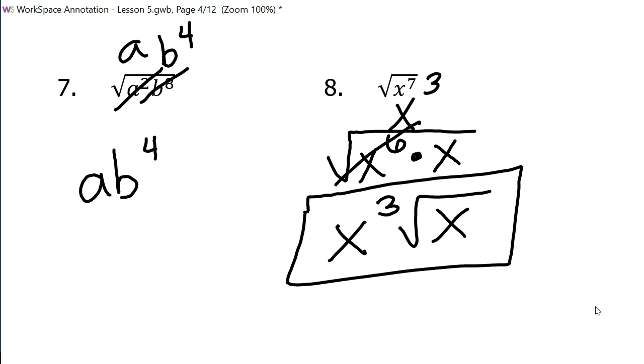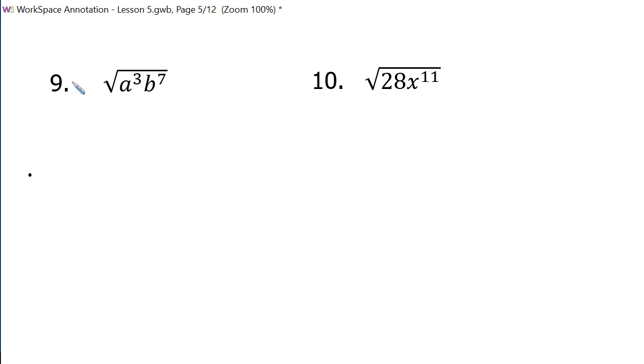Number 9. Notice, are these exponents even? No. So bump it down a degree. So a to the 3rd needs to be a to the 2nd times a to the 1st. And how do I break up b to the 7th? B to the 6th times b.